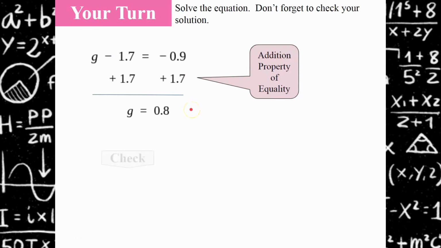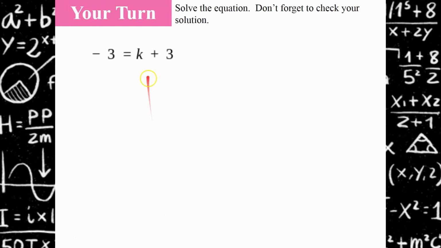Now let's check our work. We're going to replace g with 0.8. 0.8 subtract 1.7 is negative 0.9 or negative 9/10. So it checks.